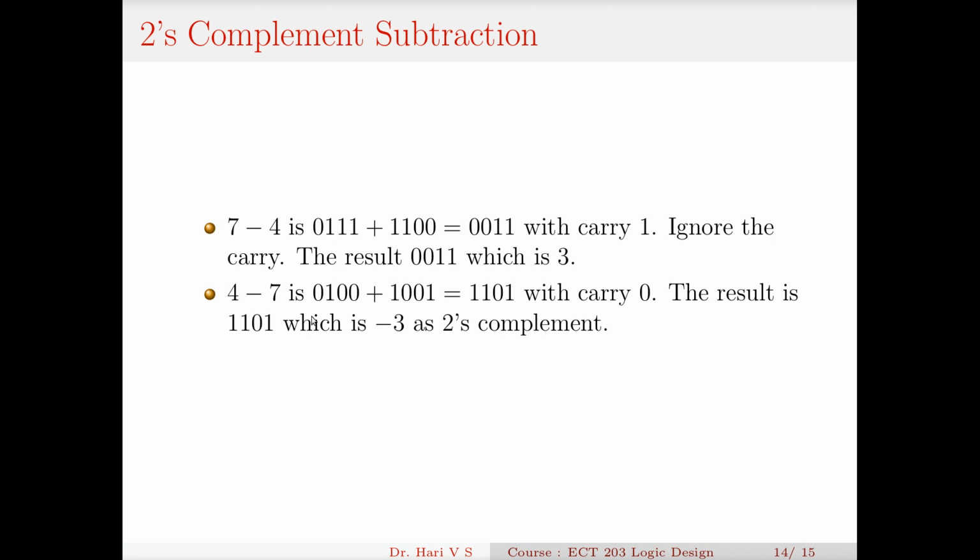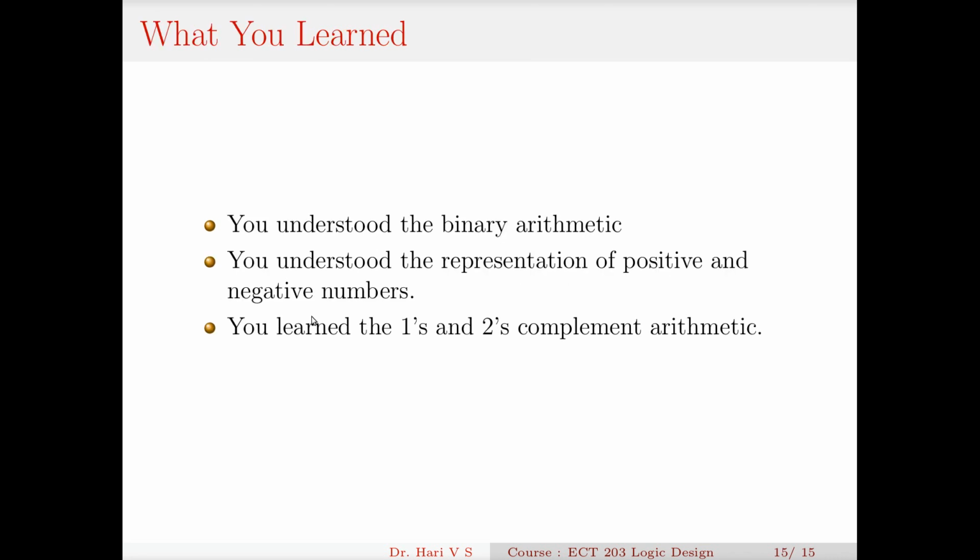So you have to do a couple of numbers like this and understand this. What you understood in this session is the binary arithmetic, then the representation of positive and negative numbers with the help of sign magnitude representation, the 1's complement and the 2's complement. Then you learned the 1's and 2's complement arithmetic. With that we come to the end of the second session. I thank you all.